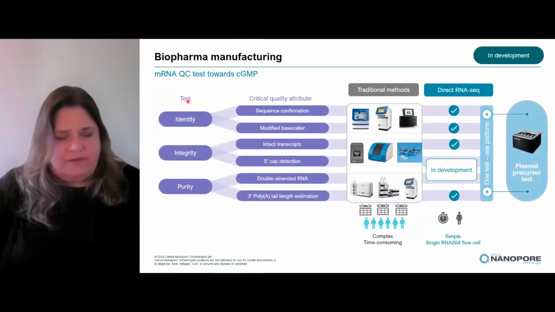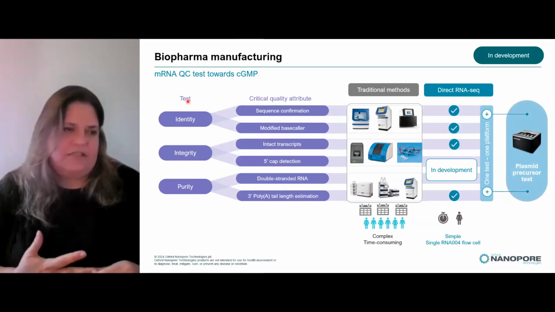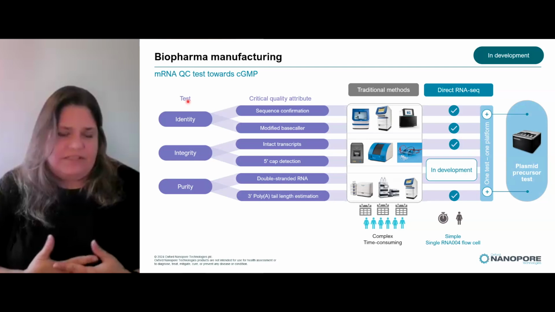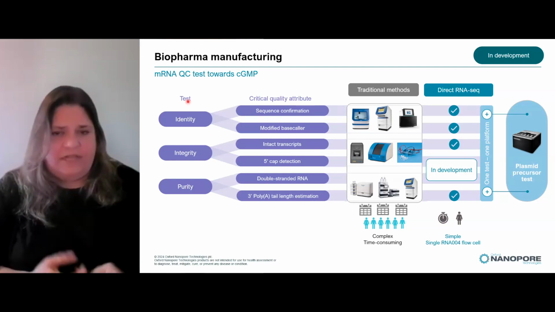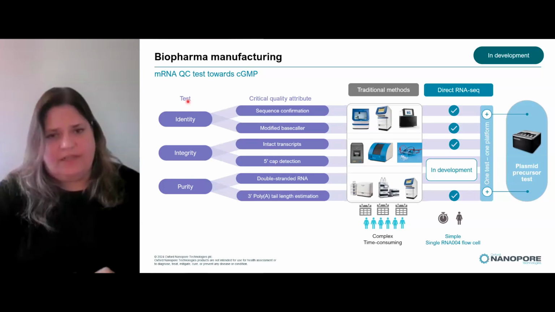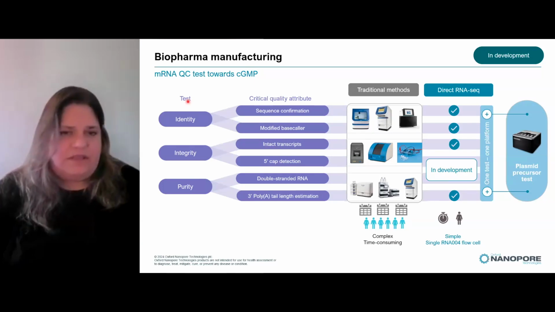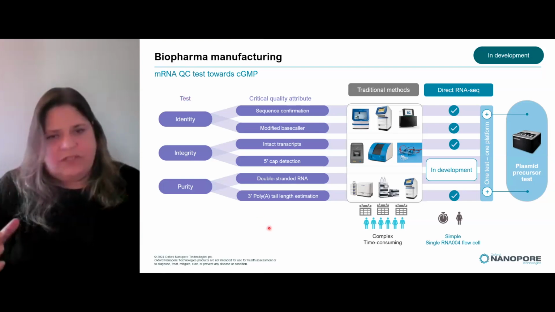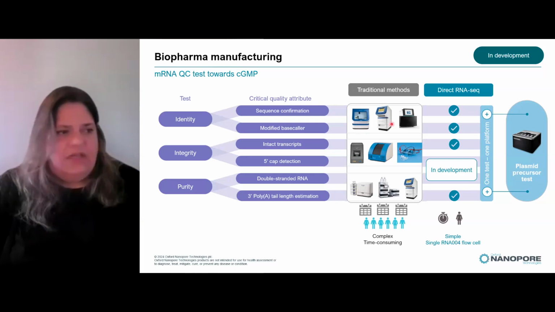And then one final thing that we've been working on as an application for direct RNA sequencing is that we're using direct RNA sequencing in a novel way to do manufacturing QC for mRNA therapeutics or mRNA vaccines. One of the things that's really wonderful about direct RNA sequencing is that traditionally, when you're doing mRNA vaccine QC for biopharma manufacturing, you would need to use many different methodologies to identify different QC critical quality attributes.